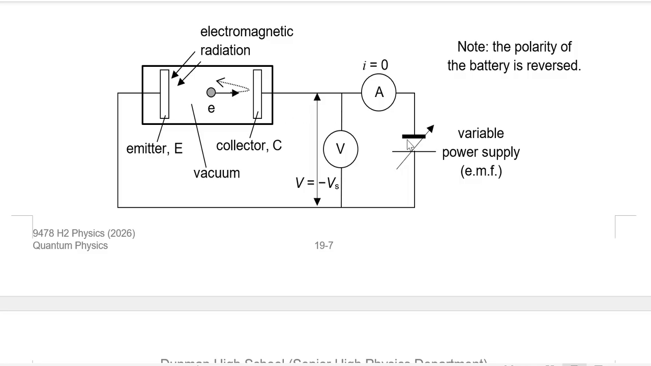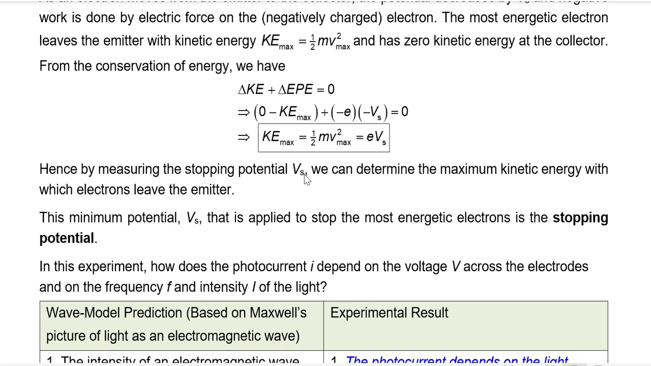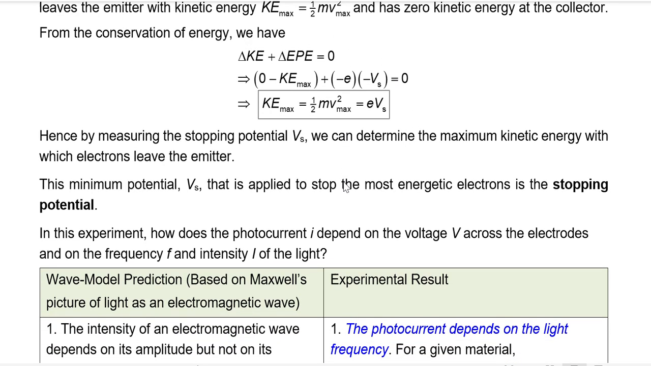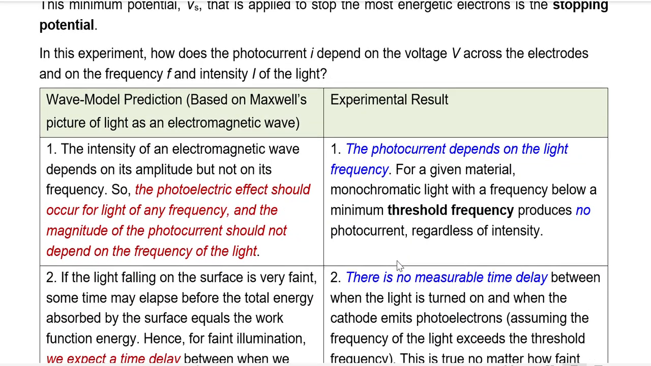So you cannot adjust this anyhow. You must adjust until the current just hits 0. By measuring stopping potential, we can find the maximum KE. This is from conservation of energy. In your electric fields topic, you should have learned this concept well. This minimum potential is defined as Vs, so it's also called stopping potential. So that's the idea behind Vs.